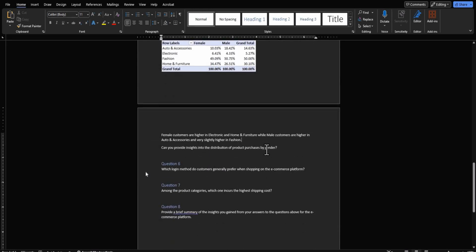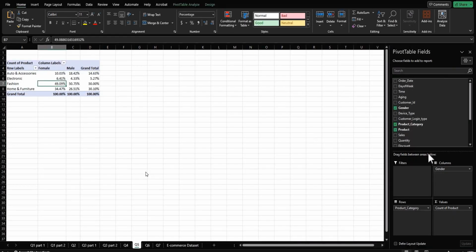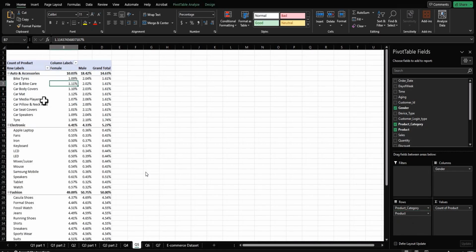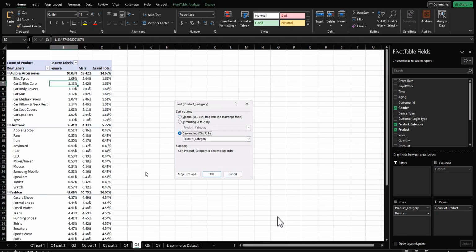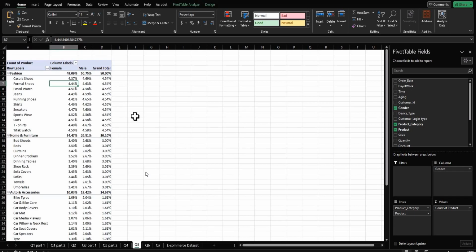Can you provide insights on the distribution of product purchases by gender? That's actually a great question, and one I did not answer already. So let me go back up in here, and I'm going to add product under product category and see what that gets me. So let's take a look at that. And I'm going to sort by descending, by count of product. There we go. And let's see if I can tell anything based on this information.